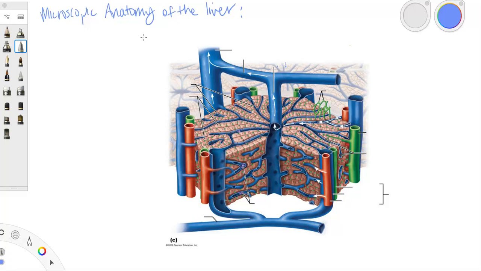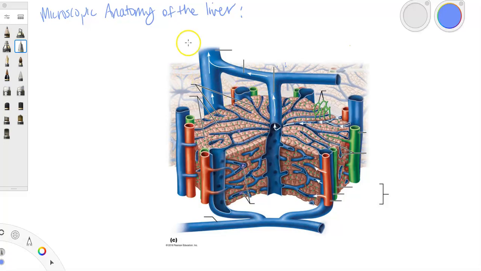It converts carbs to lipids. Helps maintain normal blood glucose levels. It detoxes. So it detoxes like alcohol and drugs and stuff like that. Makes stuff water soluble. It has a lot of functions.